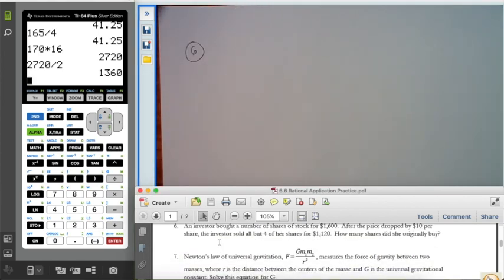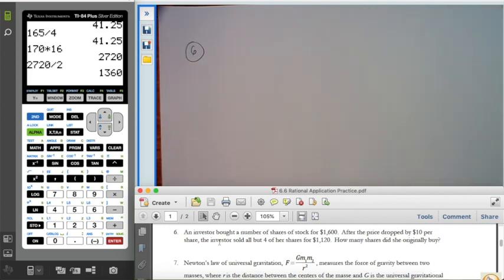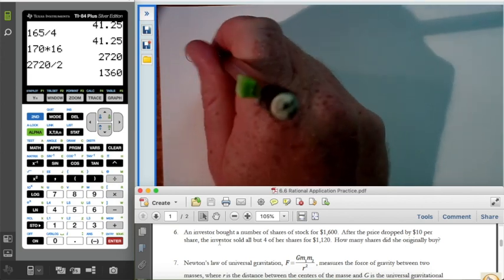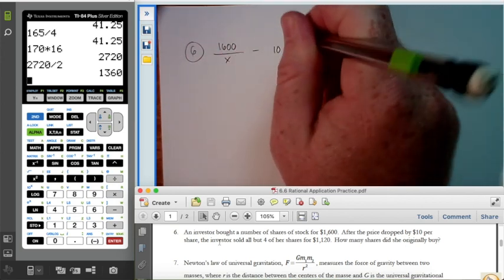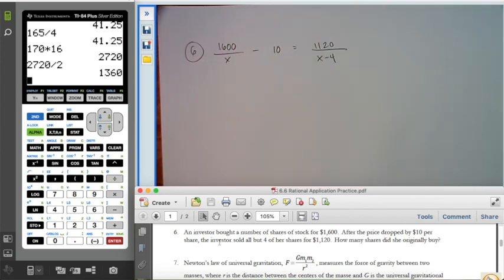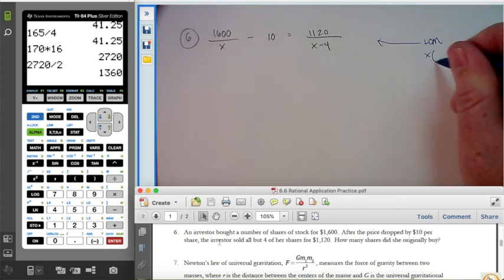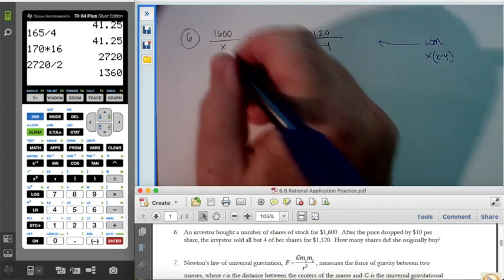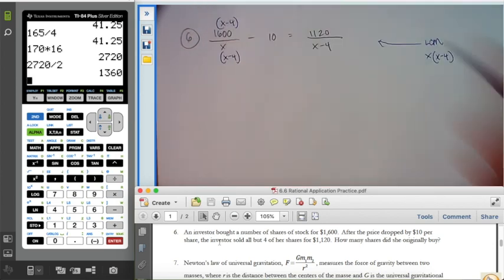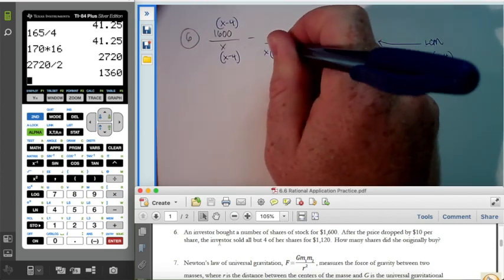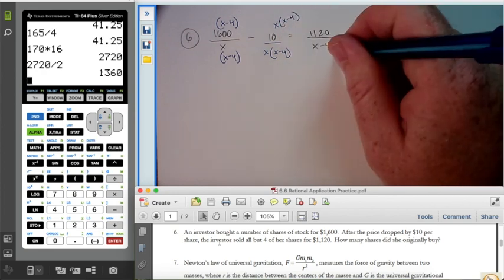Question number 6. We have 1600 over x minus 10. This is the one about the stock. And then 11, it's supposed to equal the difference. It's supposed to be 1120 over x minus 4. So we look at those denominators and we say, okay, well, I'm going to need an x and an x minus 4 in each denominator. So I'm going to work on getting that common denominator.